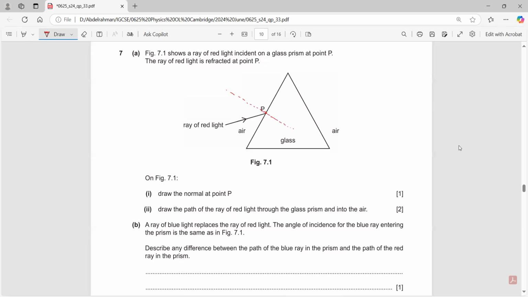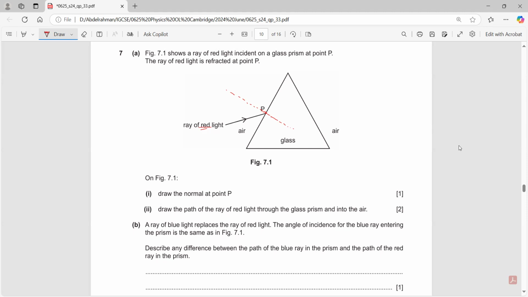Draw the path of the ray through the glass and into the air. So through the glass, what will happen to the ray? It will refract. In this question, no dispersion will happen. So you won't draw the seven colors. You will not draw red, orange, yellow. You'll only draw the red light. Why? Because this is only red light. It's a laser beam going into the prism, so it will only refract.